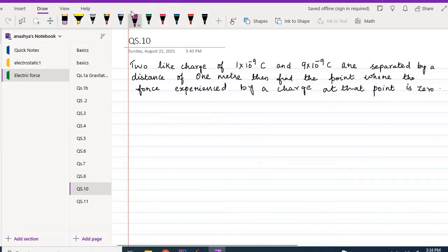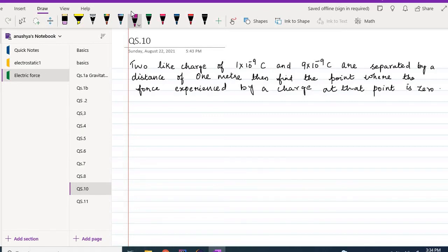Okay. Next, two like charges of 1 × 10^-9 coulomb and 9 × 10^-9 coulomb are separated by a distance of 1 meter. Then find the point where the force experienced by a charge at the point is 0.